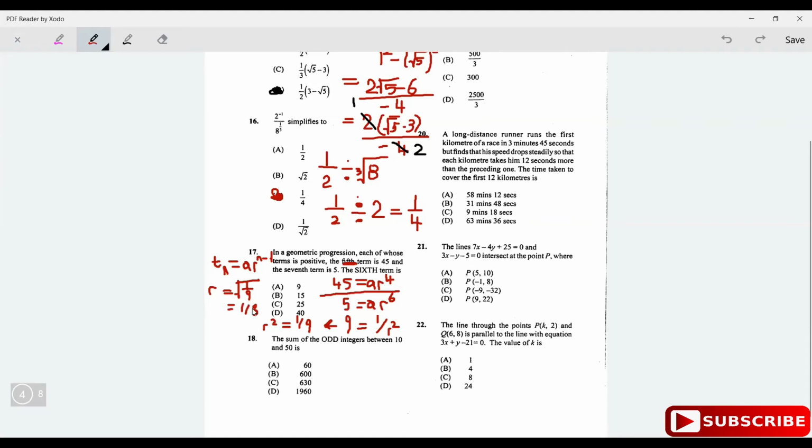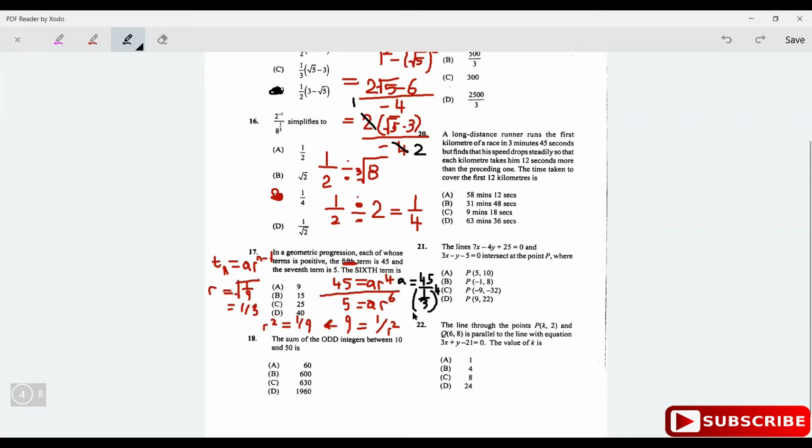Since r is 1 over 3, we can plug it in any one of these to find a. So we have 45 is equal to a r to the 4. All right, let's try to make some space. So what we're saying is a right here will be equal to 45 over r to the 4. But r is what? r is 1/3. So a is equal to 45 over 1/3 to the 4th power.